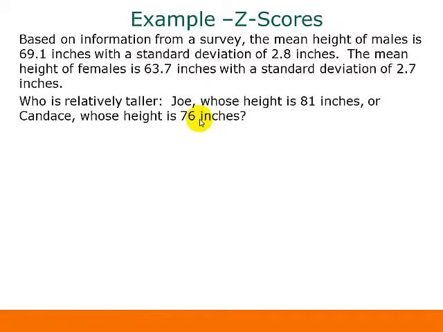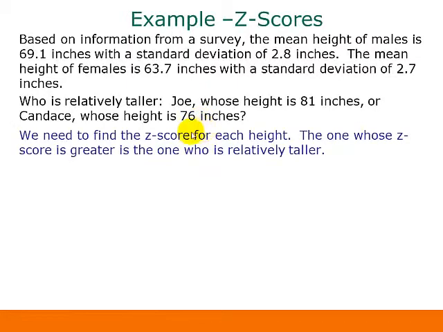What we need to do to determine this is to find the z-score for each of the two heights. And the one whose z-score is greater is the one who's relatively taller. So here's our formula. Again, it really doesn't matter if we use the sample formula or the population formula, since they both do the same thing.